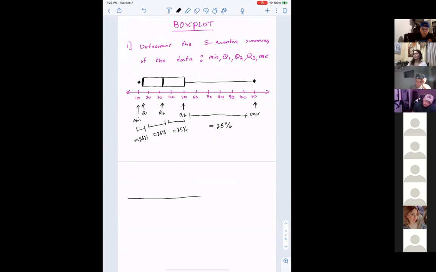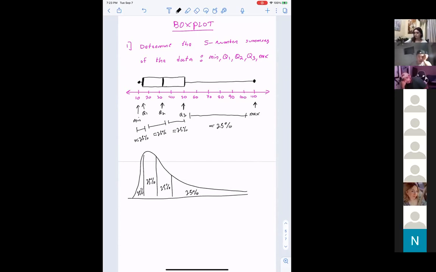If I had to graph this, it would probably look something like that. 25% in the first piece, 25%. Of course, I'm not the greatest artist, so I know these aren't perfect, but something like that. Maybe I can fix it a little bit. Something like that.